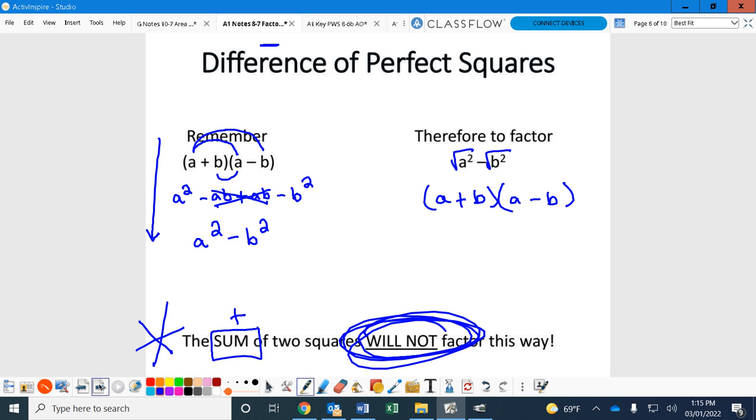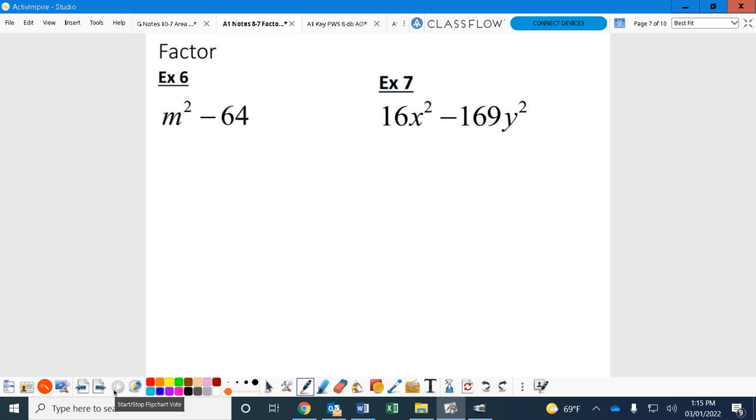Okay, here we go. Okay, guys, m squared minus 64. Are they both perfect squares? Yes. Do you know when a variable is a perfect square? Because the power on it is even. If you have something like m, or m to the third, or m to the fifth, would that work? No, it's just got to be an even number.